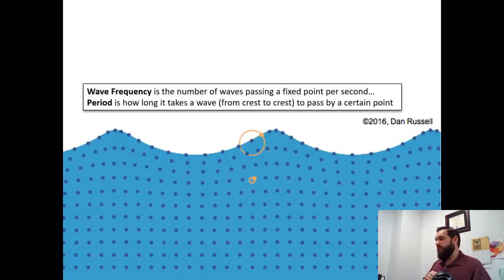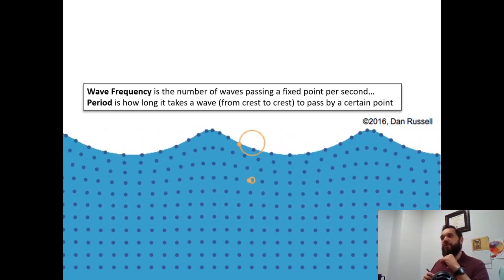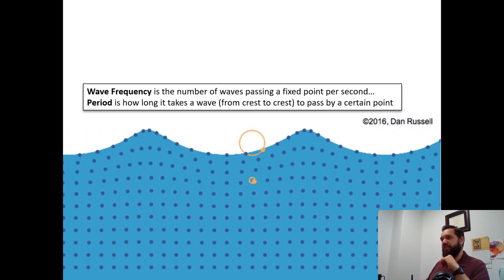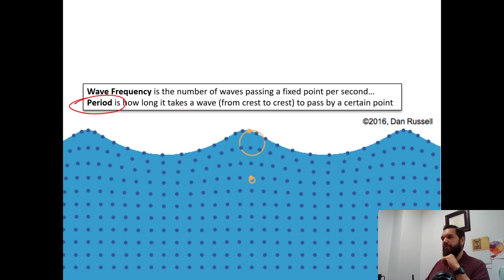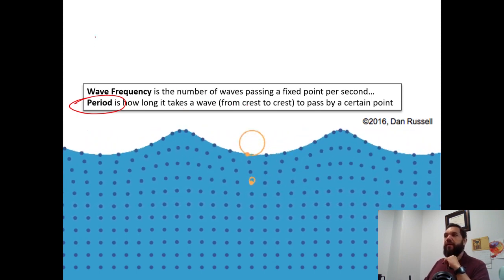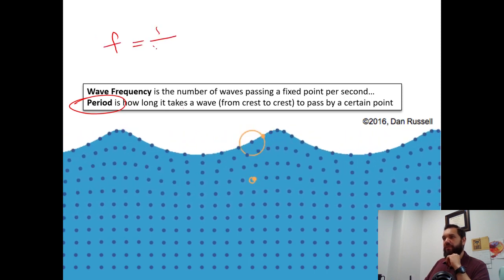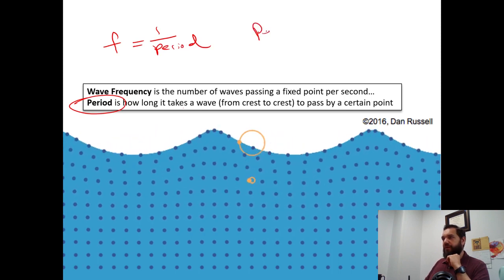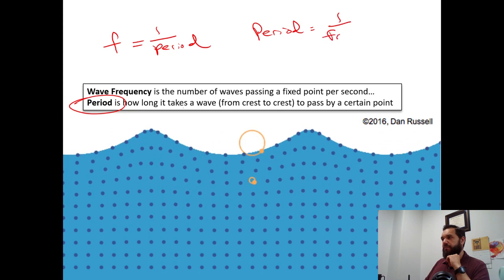Now, wave frequency and period are also important. The wave frequency is the number of waves passing a certain point per second. The period is how long it takes a wave, from crest to crest, to pass by a certain point. The frequency is equal to 1 over the period, and vice versa, the period is equal to 1 over the frequency.